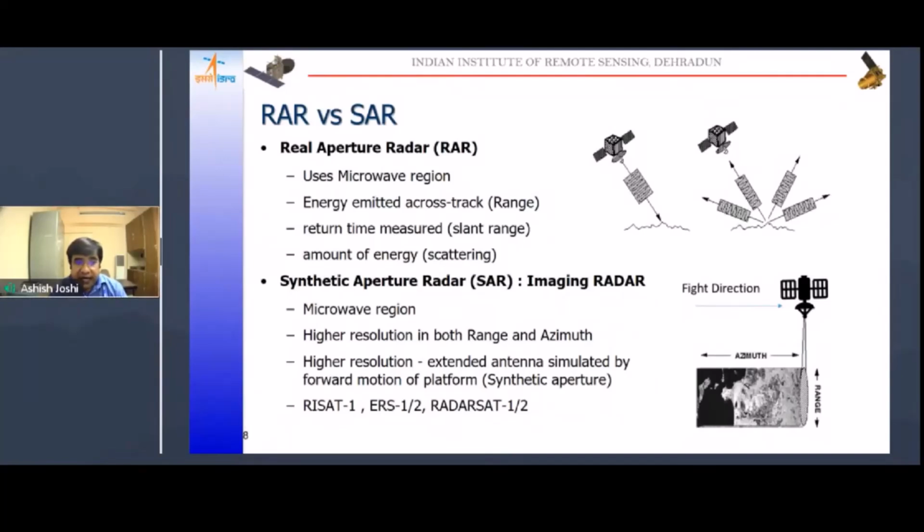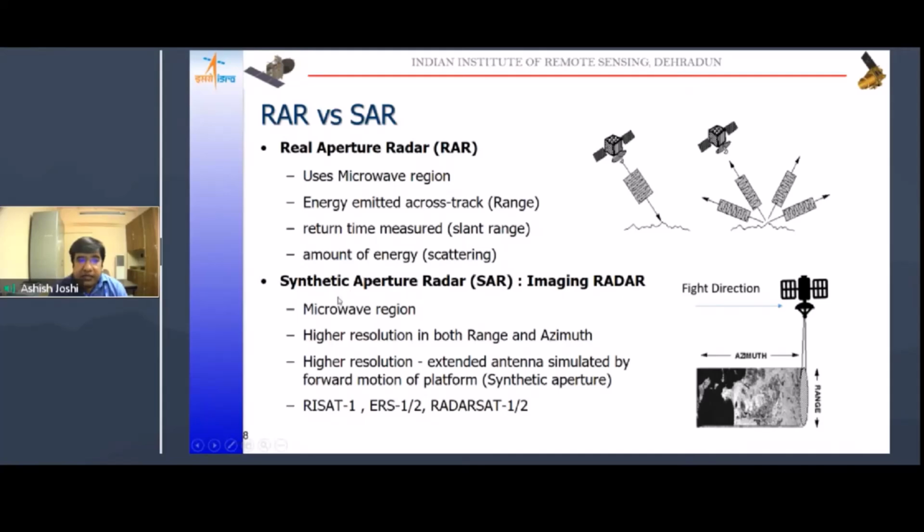Now, what is RAR and what is SAR? RAR is a simple radar which is called a real aperture radar. It uses the microwave region, and energy is emitted across track in the range direction, and the return time measures the slant range and the amount of energy, means scattering. So a simple radar emits electromagnetic radiations, and these are received by the radar with some time delay. From the time delay we can calculate the range. So a simple radar measures only range, so it cannot produce two-dimensional high resolution images.